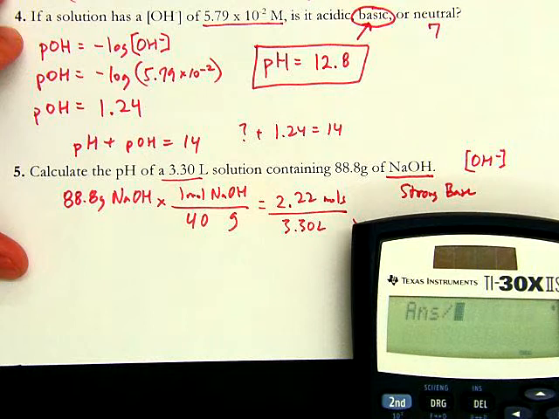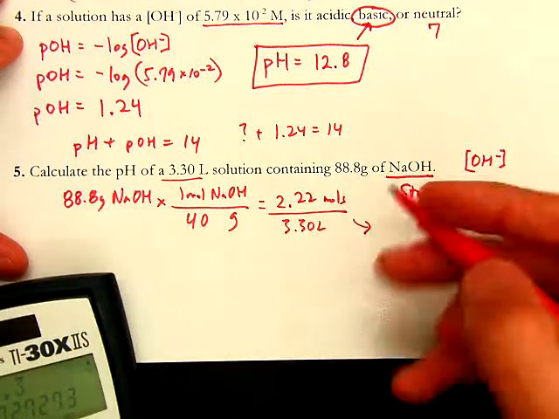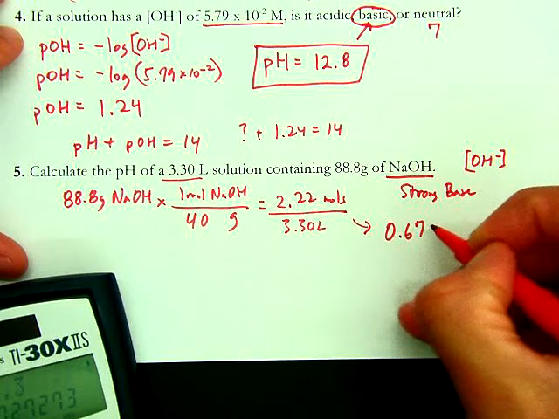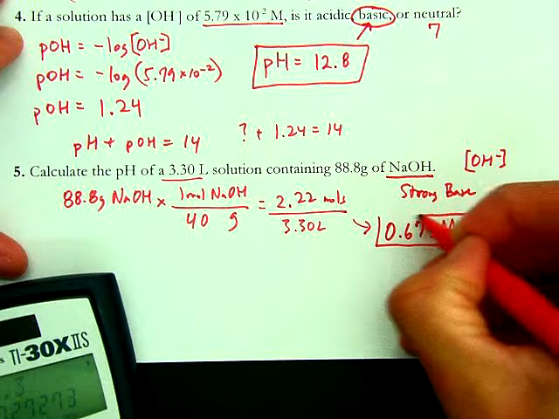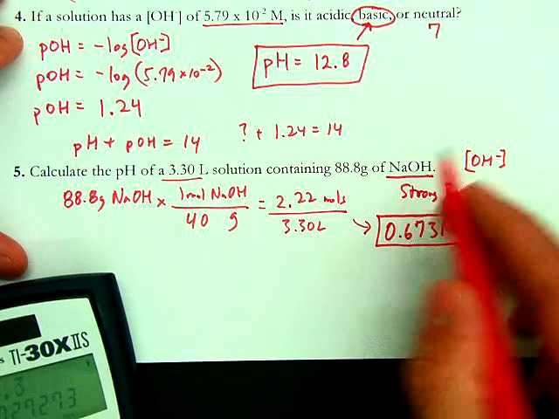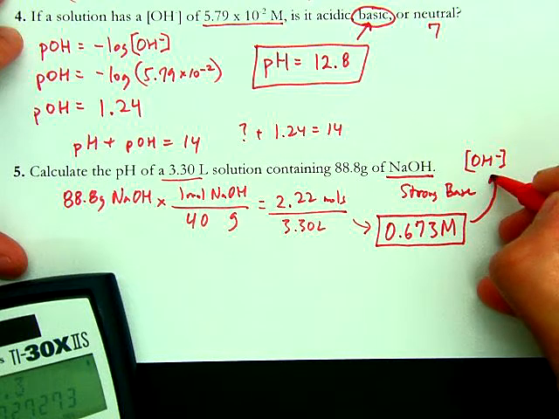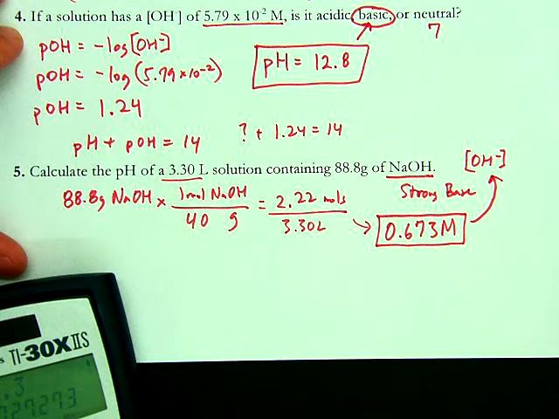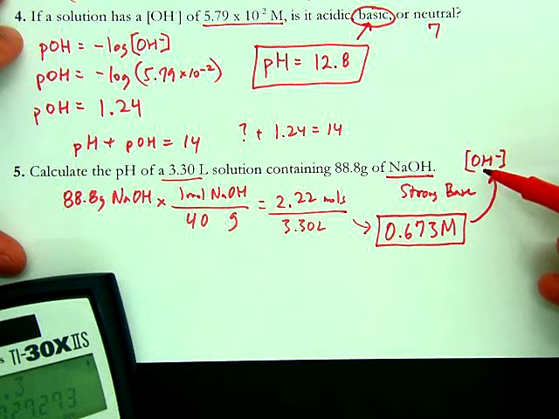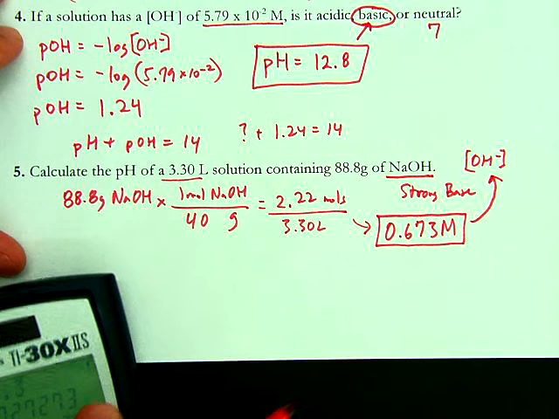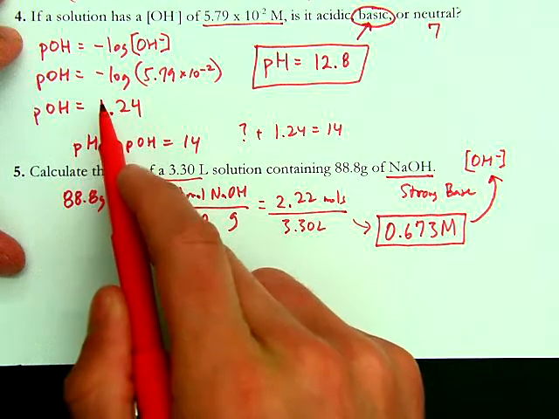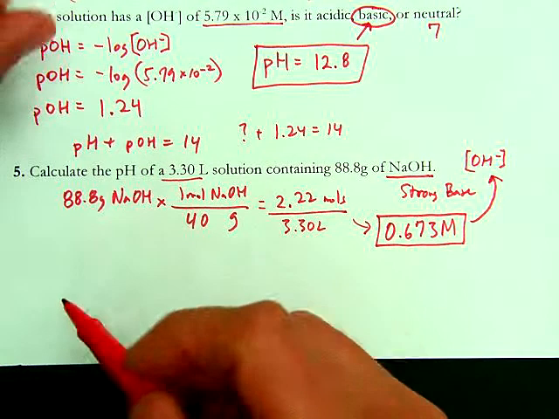So I'm going to divide by 3.3, and I get 0.673 molarity. Now, because this is a strong base, that molarity is my concentration of OH. Similar to how we did above, I could use my concentration of OH to solve for my concentration of H, and then take the negative log of that. Or I could solve for pOH just like I did above. So I'll do it the other way. We can do this multiple ways.